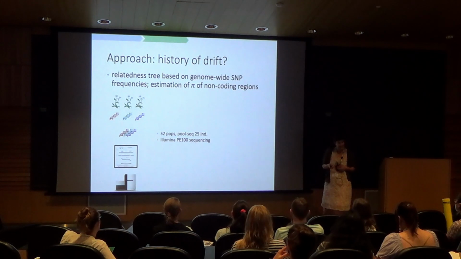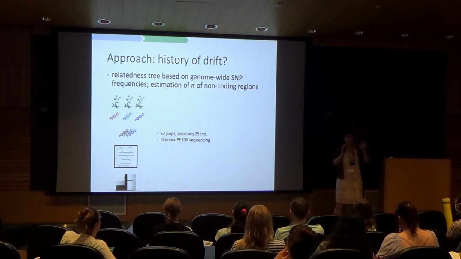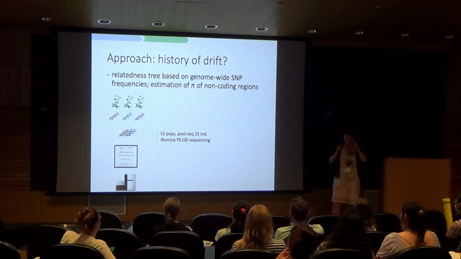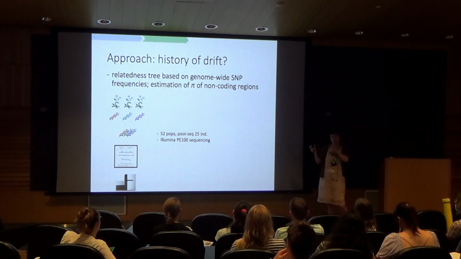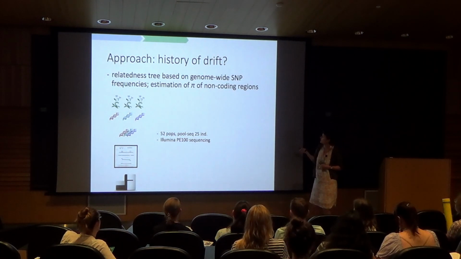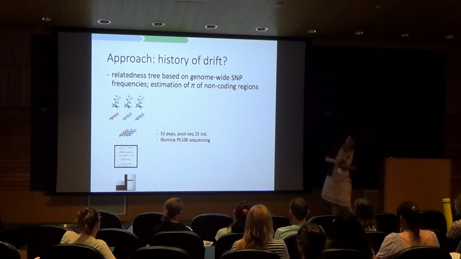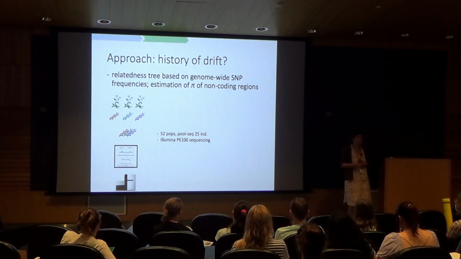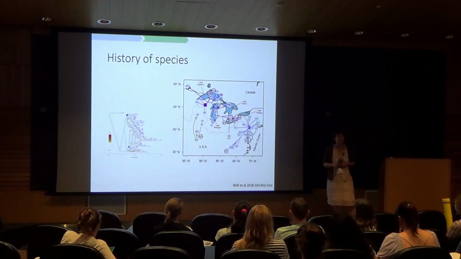We produced a relatedness tree to understand the history of the populations and linked this with genomic diversity. So it was Tajima's pi in non-coding regions. And now first to the species history. We learned quite a bit from this relatedness tree.